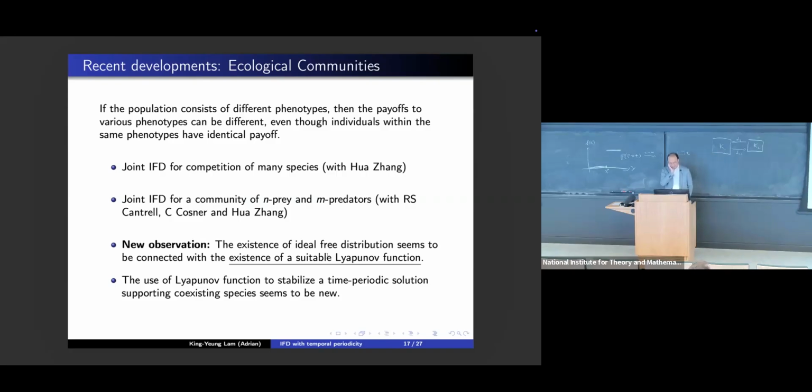It seems that the existence of ideal-free distribution is connected to the existence of a suitable Lyapunov function. With this new tool, we can study the competition of n species, and we can start studying joint ideal-free. When an individual species does not attain ideal-free, but more than one species, maybe species 1 and 2 together, can form an ideal-free distribution, then they can be non-invadable by a third species, and so on and so forth. We also study the evolutionary stability of joint ideal-free distribution in the case of n prey and n predators.